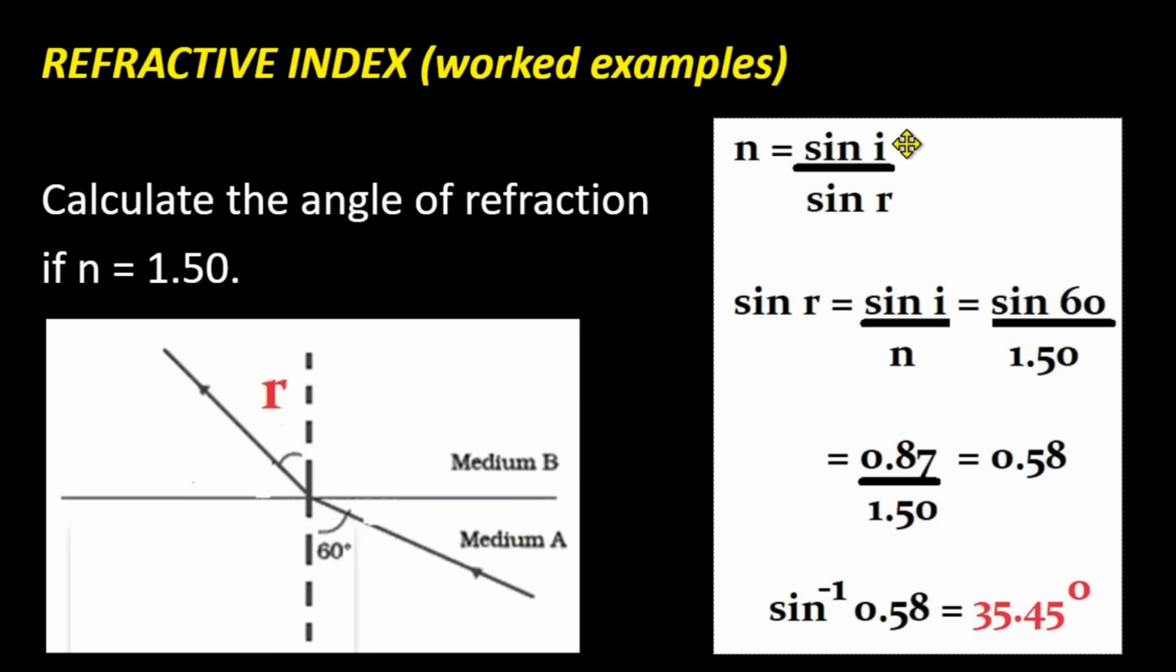n is equal to sine i over sine r. Rearrange it to say sine r is equal to sine i over n. This would be sine 60 over 1.5. Sine 60 is 0.87 divided by 1.5. You're going to get 0.58. What we're going to have to do with this number now is do sine inverse 0.58, and your angle r here will be 35.45 degrees. It makes sense because the angle here looks smaller and it would have bent towards the normal here.